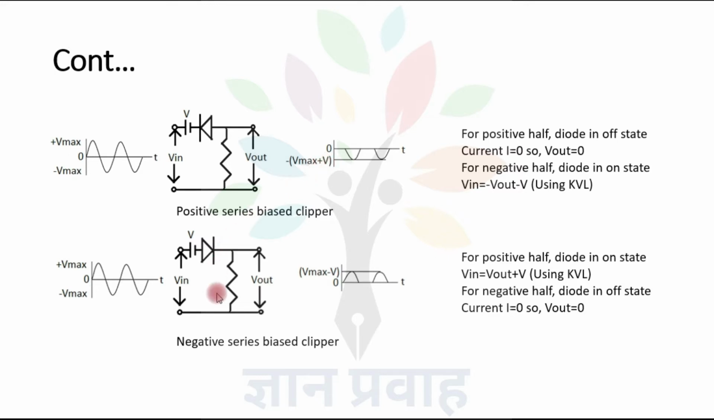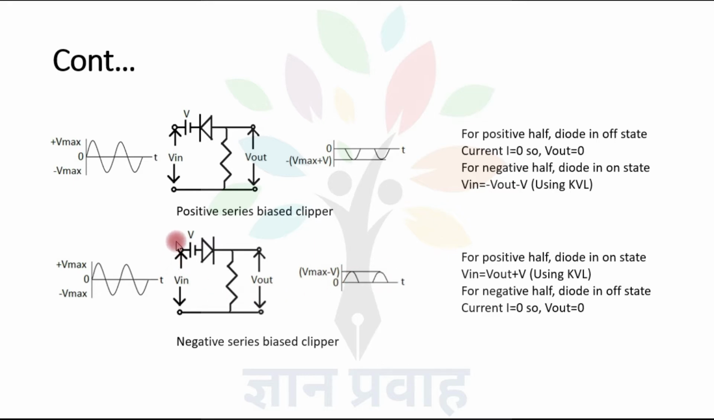Similarly, for the negative series clipper, for the positive half, this terminal is positive, this one is negative. This one is negative means the diode is operating in forward bias, or it is in on state. So by applying Kirchhoff's voltage law in this loop, V in equals V out plus V. So V out equals V in minus V, and the maximum value of V in is V max. So the maximum value of V out is V max minus V for positive halves.